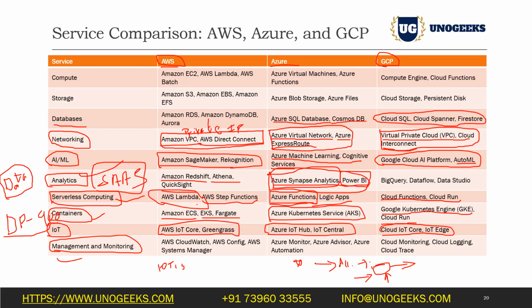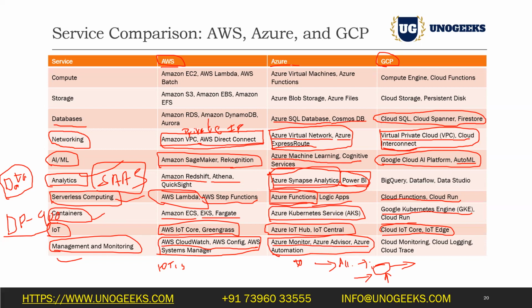In AWS we call it AWS CloudWatch, AWS Config, AWS Systems Manager. With this configuration you can watch your application, and you can do logging for the application functionality. So if the application goes down, you can troubleshoot with the help of logs by using AWS CloudWatch and AWS Config. Same thing in Azure, we have Azure Monitor, Azure Advisor, and Azure Automation. These are the services especially used for monitoring.